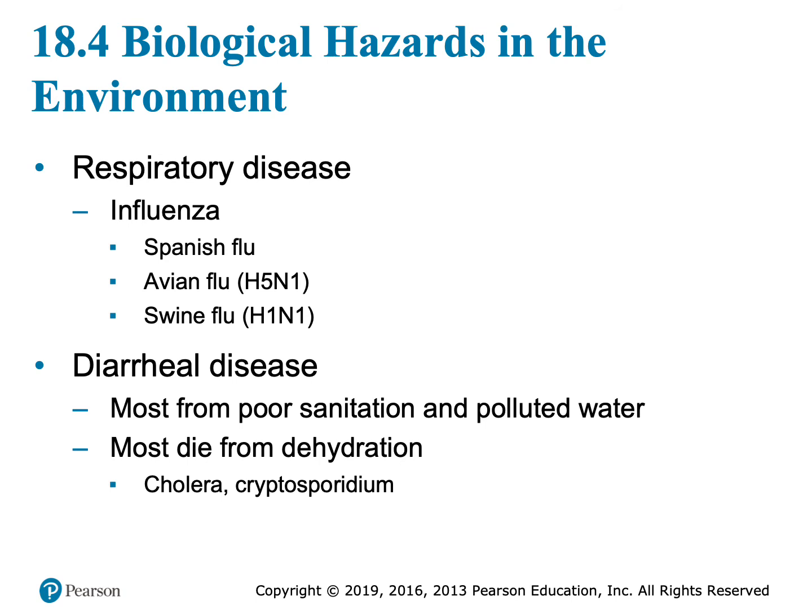So we have respiratory diseases and then diarrheal diseases, which are mostly from poor sanitation and polluted water. In diarrheal diseases, most die from dehydration. Again, this is spread through lack of sanitation and poor water quality. So these are cholera. Cryptosporidium is another diarrheal disease.